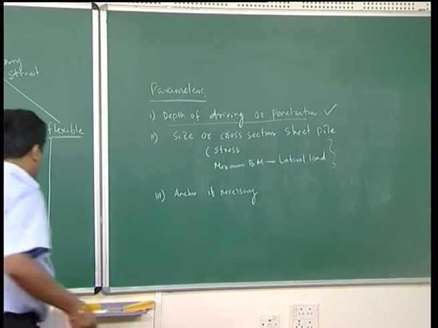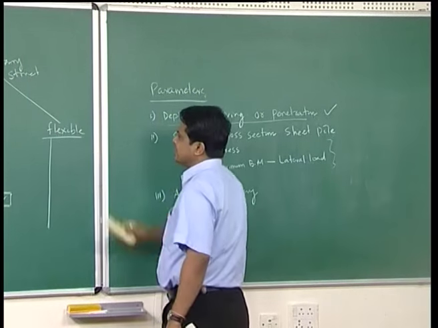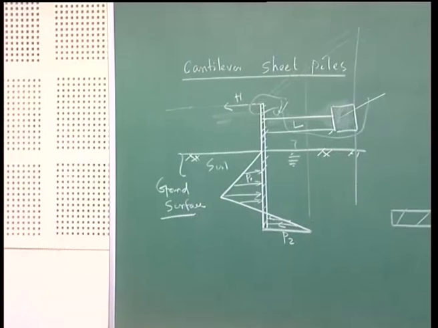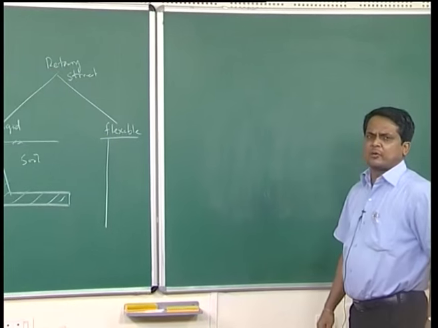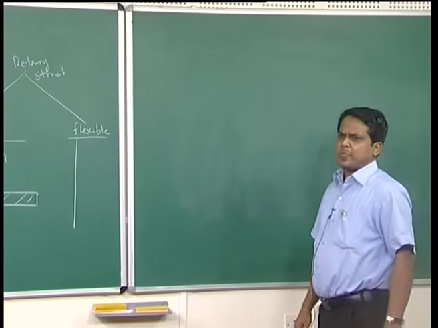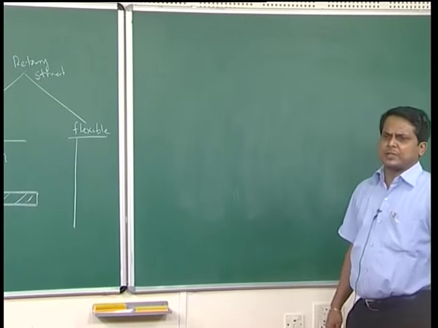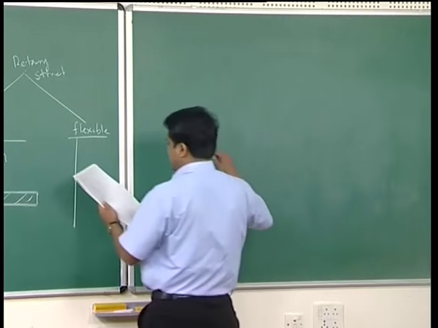Then let us start. Before going to the classification, let me start with a brief on cantilever sheet pile walls, then we will go into the details of these classifications. Now if you come back to this, there are two soils: either purely granular, that means cohesionless soil, or cohesive or c-phi soils. For granular soils, what are the assumptions?